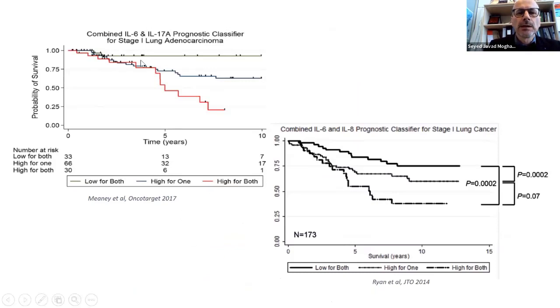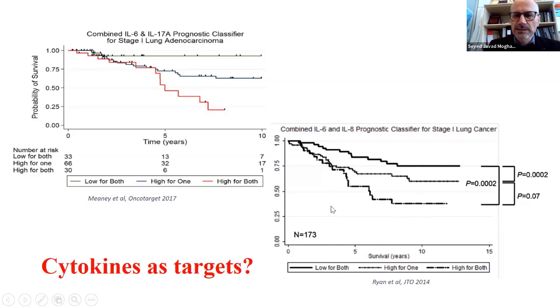As you see here in this study, the combination of IL-6 and IL-17A levels is used as a prognostic classifier. Patients who have high levels of both cytokines, compared to the ones that have only one high or neither high, show less survival. Same thing goes for the combination of IL-6 and IL-8. The ones with high levels of both show the worst survival compared to the ones that have only one of them high or none of them high. This suggests that cytokines could be used as a target to tackle lung cancer.